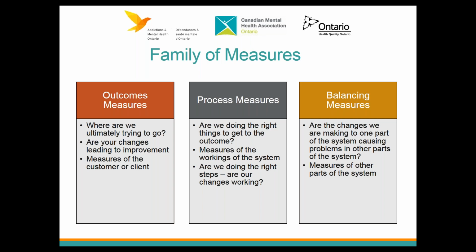Thank you, Nicole. So I'll be speaking to you about the family of measures, which include outcome, process, and balancing. The outcome measure is what helps us determine what it is and where we are trying to go, what it is we're ultimately trying to achieve, how we're going to reach that goal. And it helps us measure whether our changes are leading to an improvement. It also measures the voice of the customer or client to ensure that the work we're doing in our quality improvement project is speaking to those domains of quality.